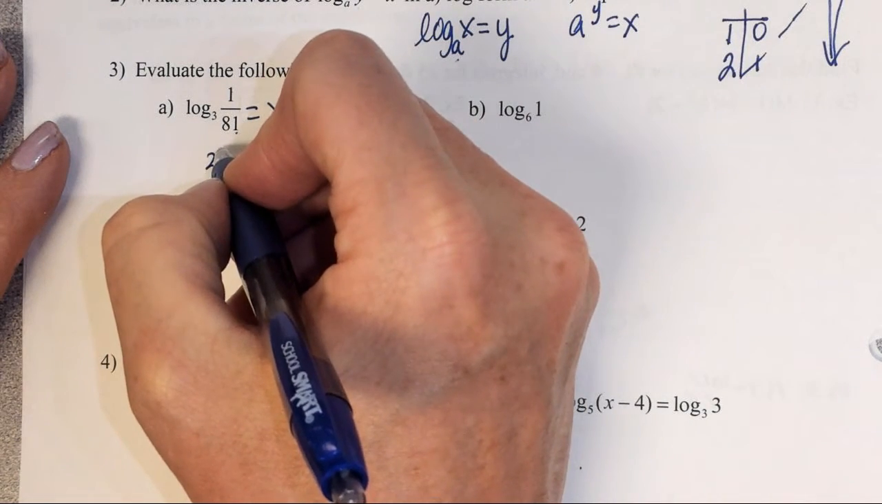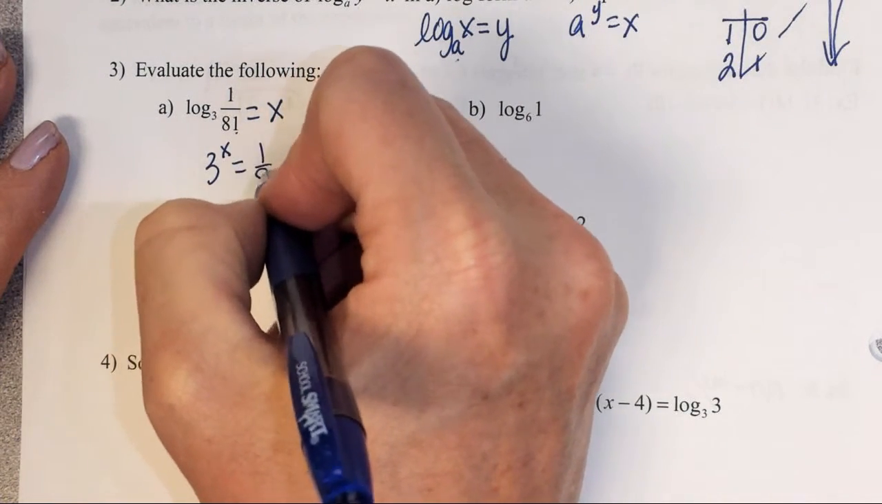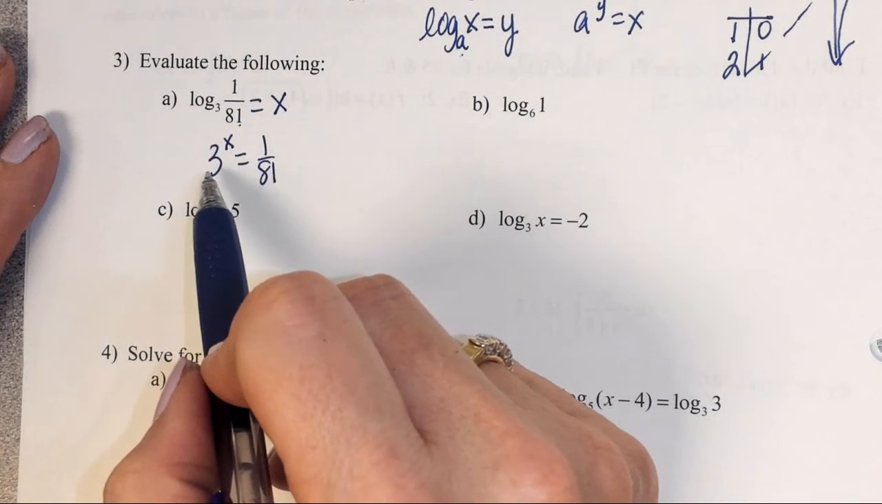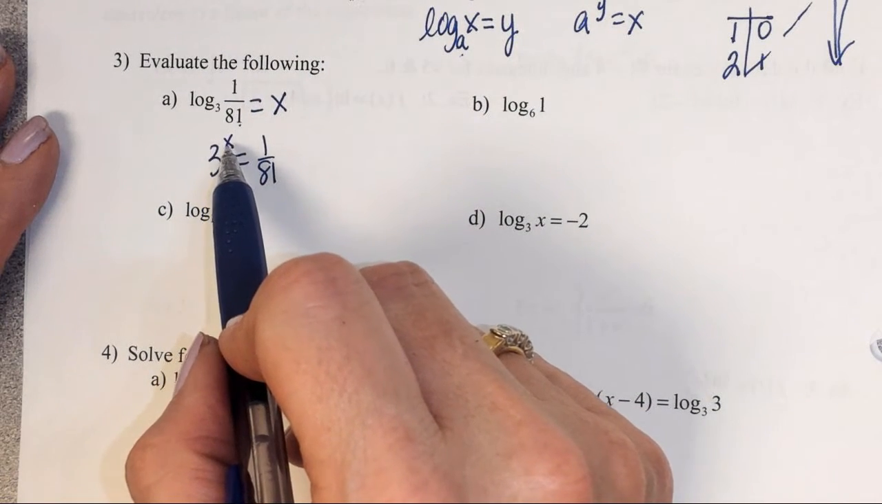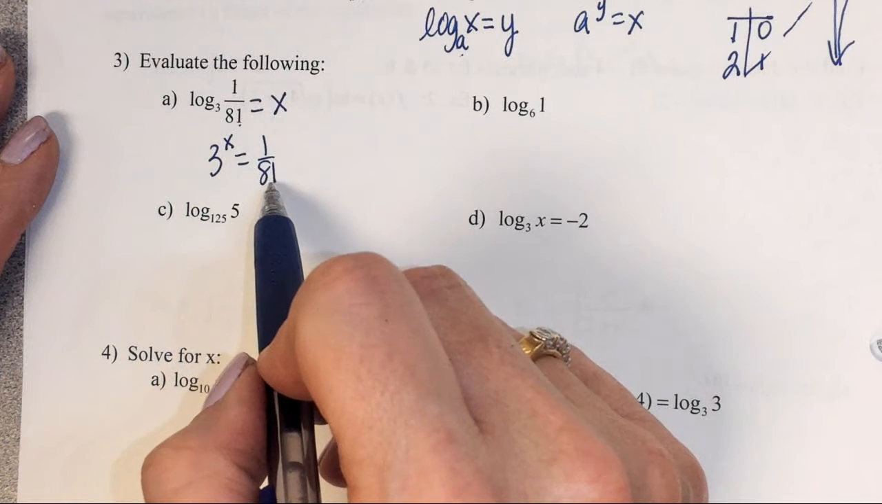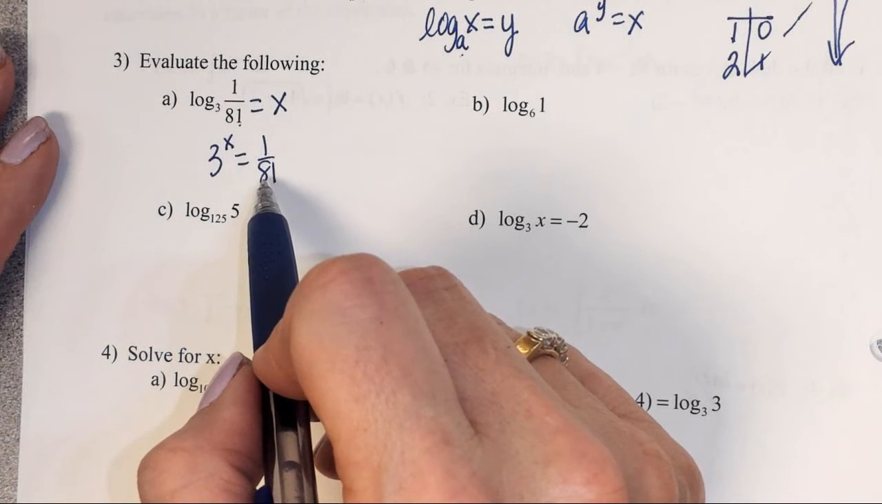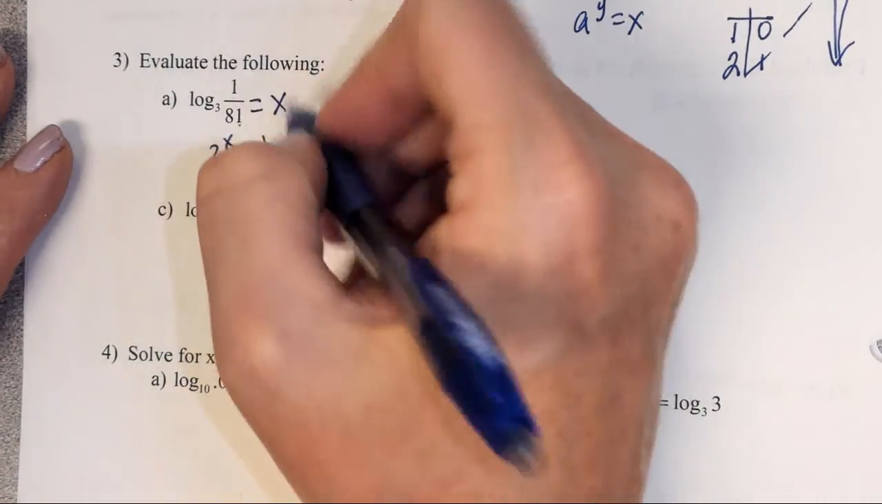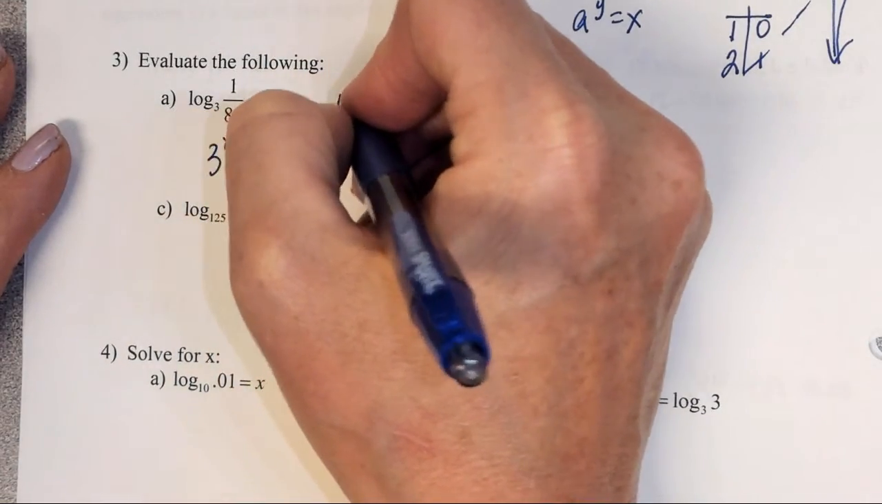3 to the what? x equals 1 over 81. So if I do 3 to the second, that's 9. 3 to the third is 27. 3 to the fourth is 81. And how do I make it go to the bottom? Make it a negative, right? So this answer then is negative 4.